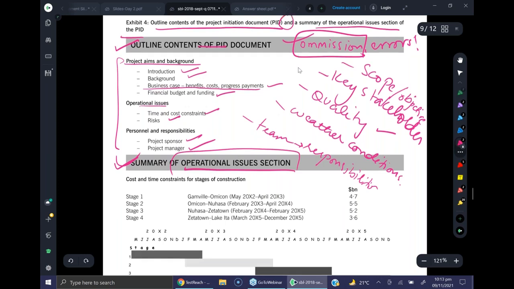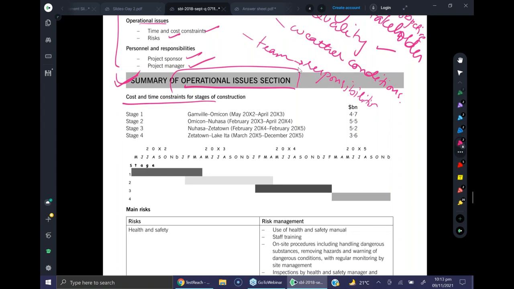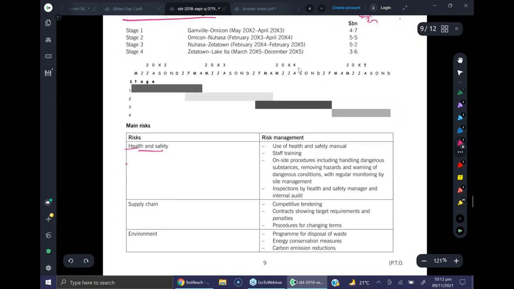So the operational issues section has cost and time constraints of stages given, which are kind of okay. Main risks are given: health and safety, supply chain, environment. Do you think that the project should have the discussion of more risks? Can I say that the main risks should give reference to the risk section of the annual report in Exhibit 1?